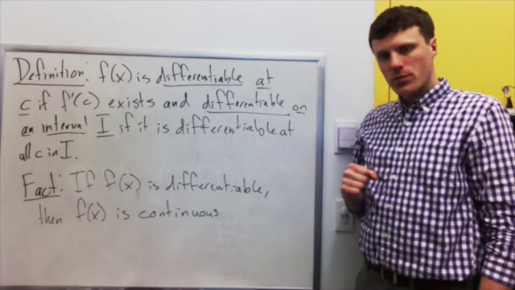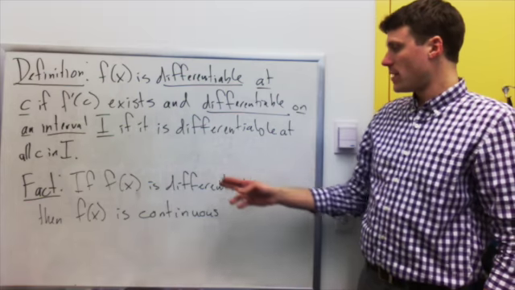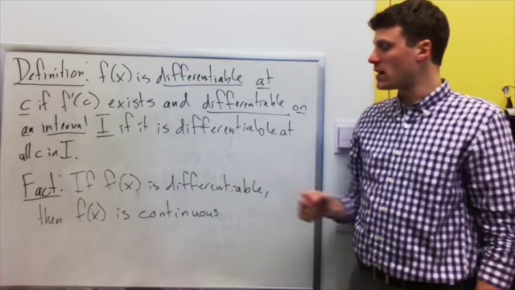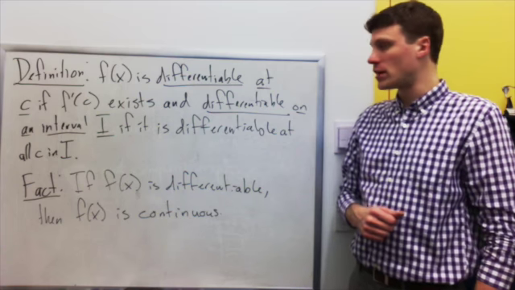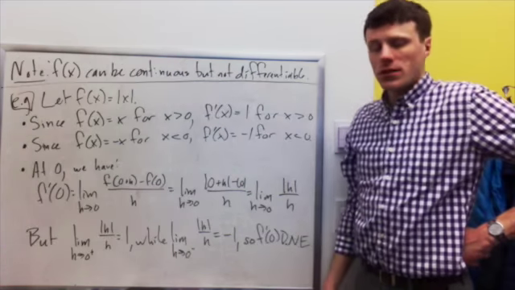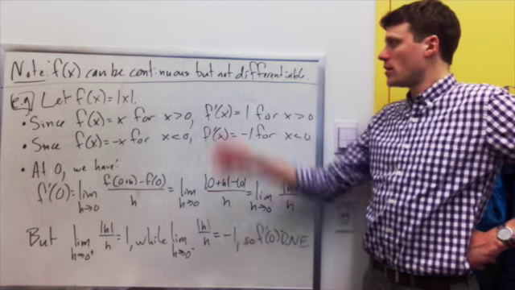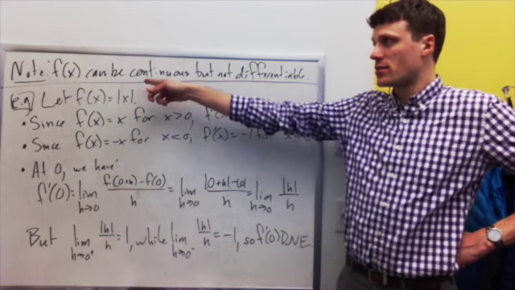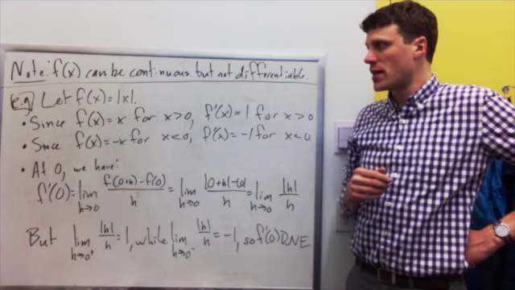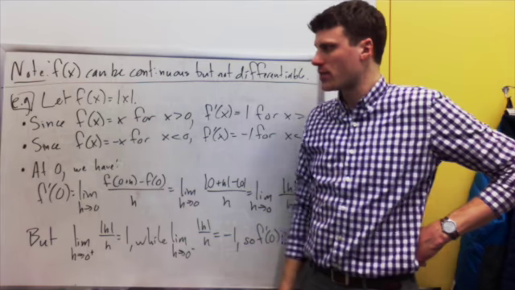And now differentiability is related to continuity in the following sense. If f of x is differentiable at a point or on an interval, then it is also continuous at that point or on that interval. Okay. Let's note that f of x can be continuous but not differentiable. So differentiability implies continuity but not the other way around. The prototypical example of this is the absolute value function. f of x is equal to the absolute value of x.